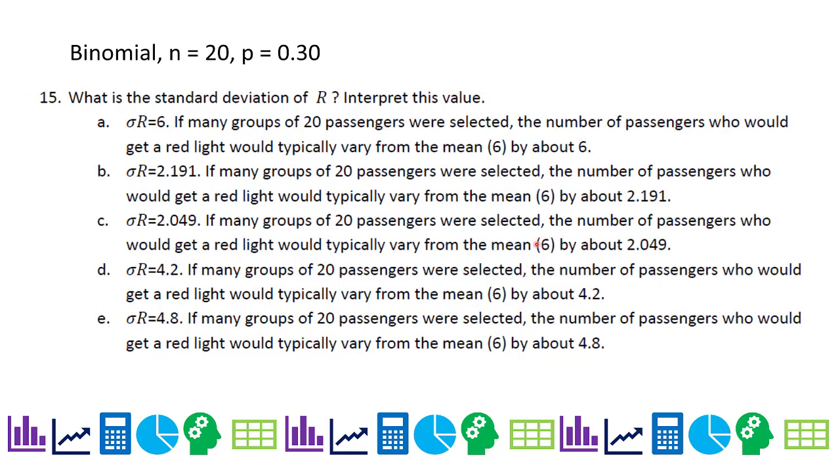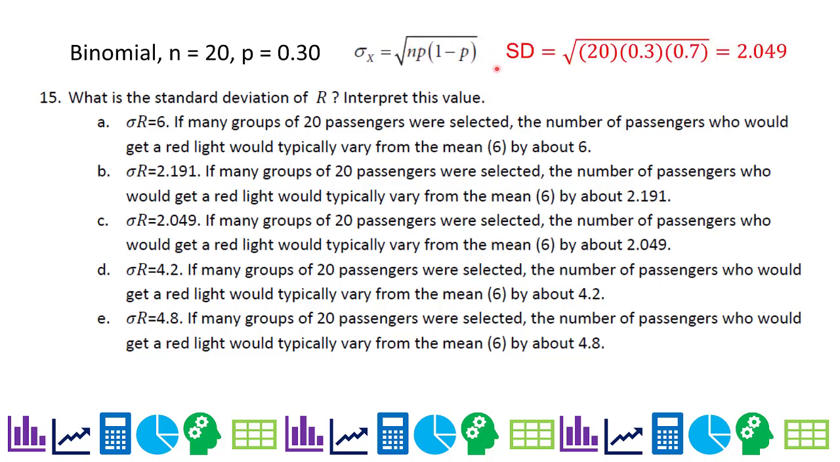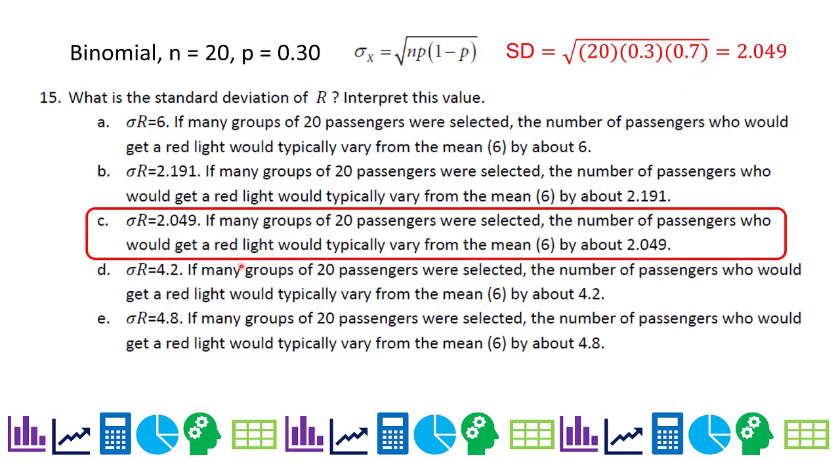Then they ask us, what is the standard deviation of R? Again, look at your math chart. This is under binomial distribution. Substituting in, we get 2.049, which is this answer. Let's go through the interpretation. If many groups of 20 passengers were selected, the number of passengers who would get a red light would typically vary from the mean of 6 by about 2.049.